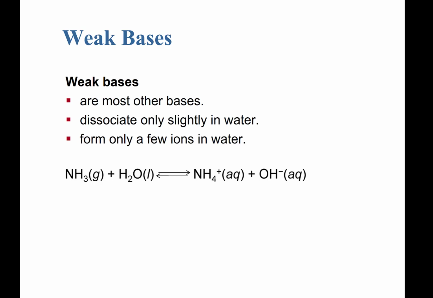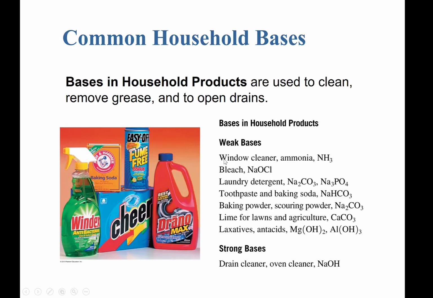So that means if it's not strong, it's weak. So all of our other ones are weak bases, and they only separate a little bit. Some still stays together. And once again, we're going to recognize it by having a reversible arrow. A lot of your household products that are used to remove grease and open drains are going to be bases. So it just gives you some different examples there of bases that you're going to use in your home.